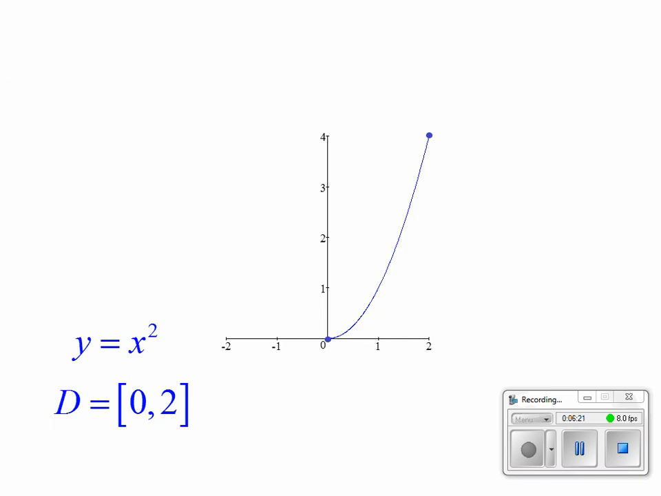Now is there an absolute min? And what is it? Still 0. And what about the absolute max? Well, the absolute max is 4. It is the y coordinate, but it occurs at x equals 2. Okay? Yes?